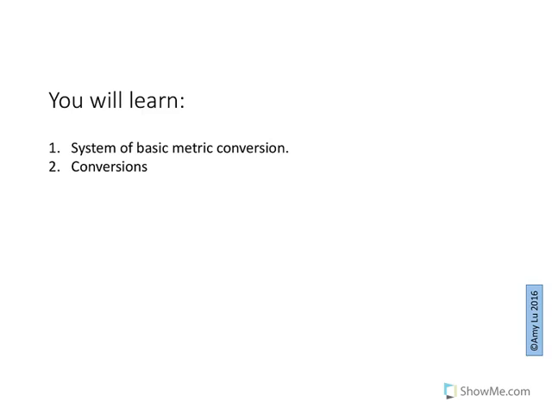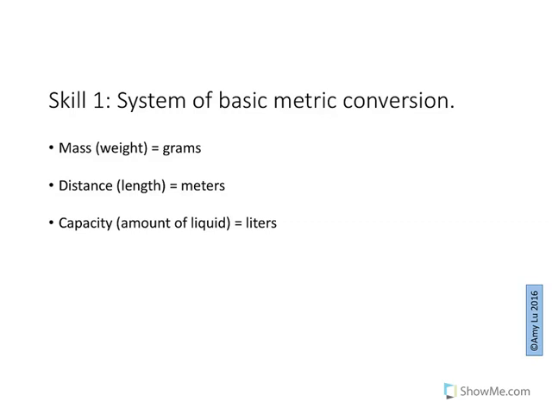In this chapter, you'll learn about the system of basic metric conversions and how to do conversions. So first, the basics. When we talk about measurement, we measure three things. We always measure mass, and in the metric system, you use grams: milligrams, kilograms, and so on. When we want to measure something long, like distance, height, the football pitch, how tall you are, the length of your finger, we use meters.